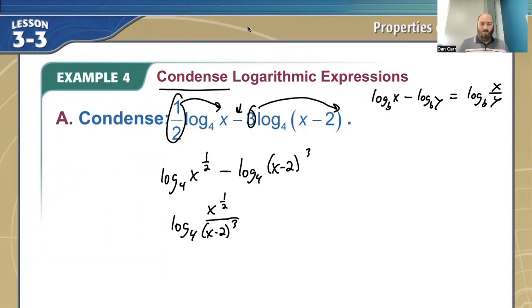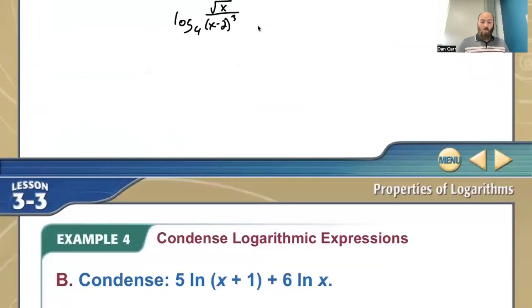There are two different types of expressions between x and x minus 2. If I really want to, I guess I could turn this into a square root symbol. Not that I need to do it, but it is equivalent. So we can just show that. That'll be equal to the square root of x over x minus 2 cubed, like that. Okay, so let's go on to the next one.